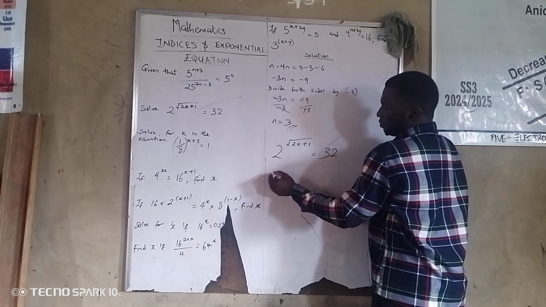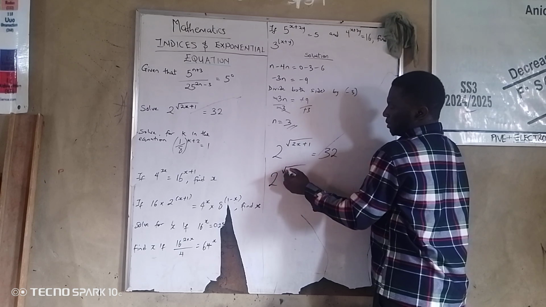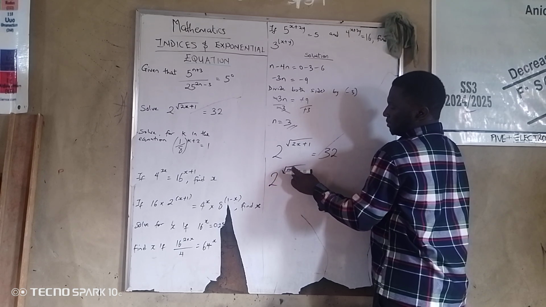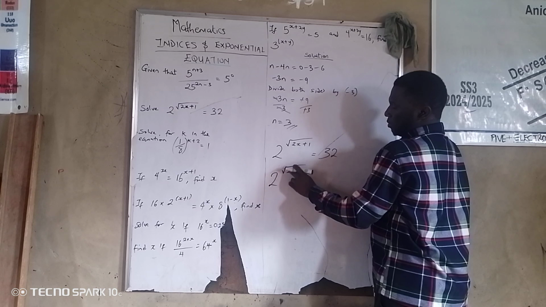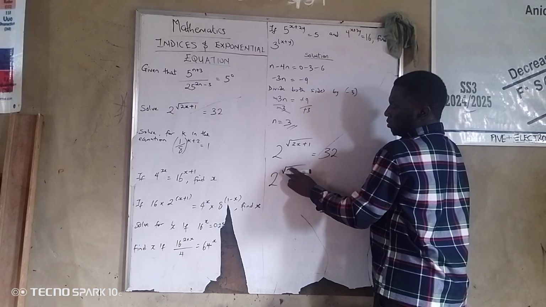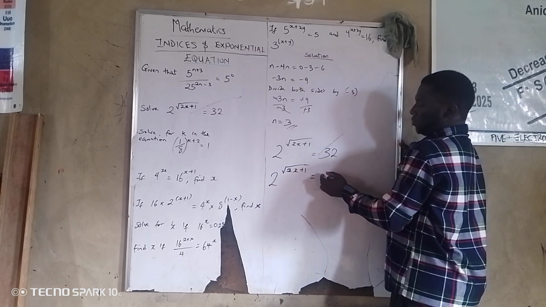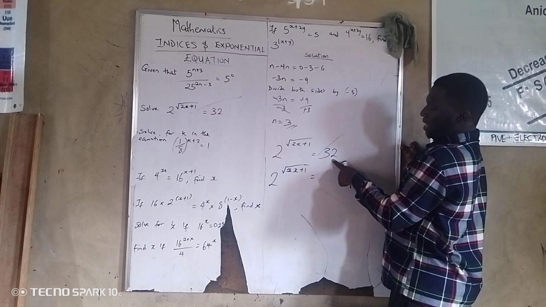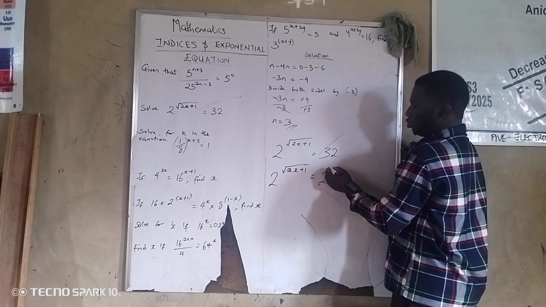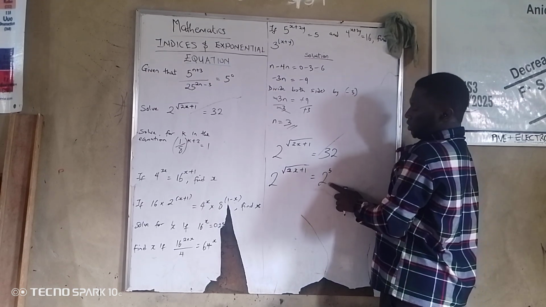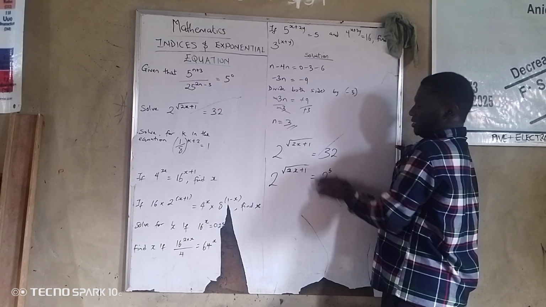Since this is 2 raised to power root of 2x plus 1 equals to 32, it is the same thing as 2 times 2 in 5 places. 2 times 2 times 2 times 2 times 2 in 5 places. So this 2 raised to power 5 is the same thing as 32. So this is just the same as this.